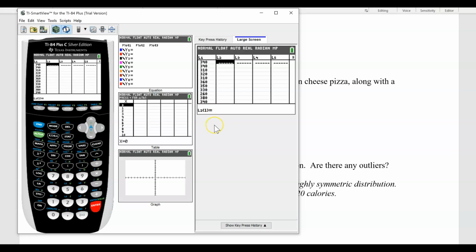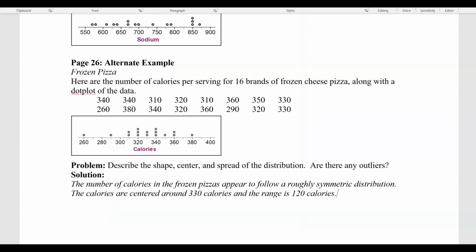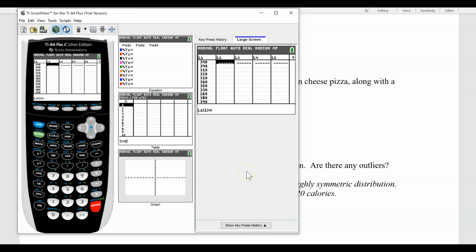Pause the video now if you need to, if you want to get caught up to me and on pace with me. Don't just go down to this 340. Put all of the numbers in this list. There are, I think, 16 of them. Put all 16 numbers in the list. You can pause the Edpuzzle if you need to right now to enter them.